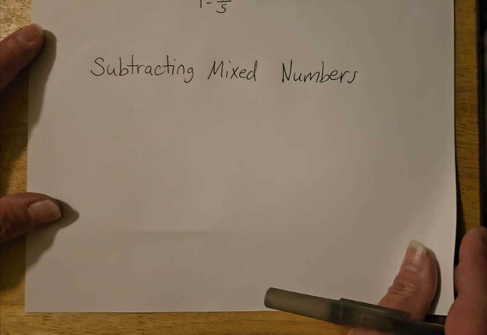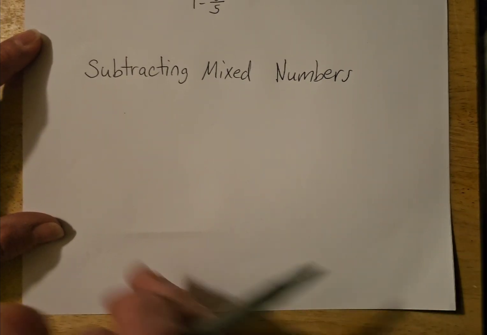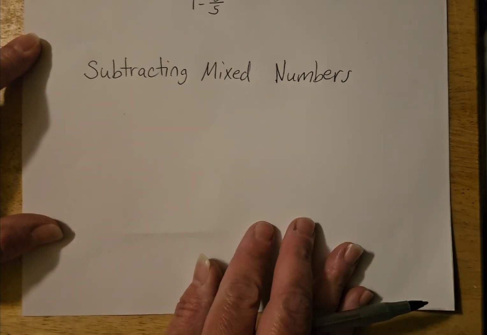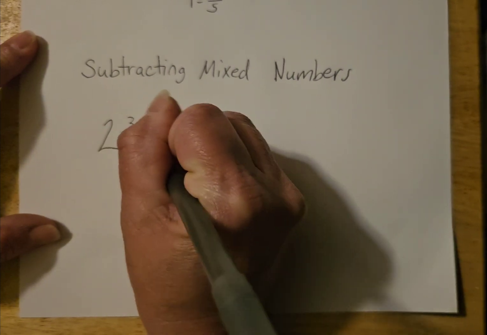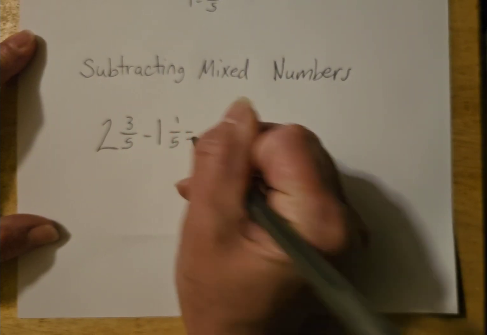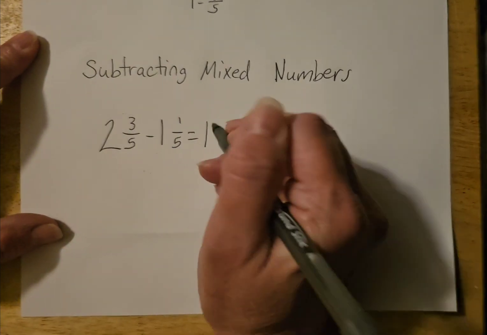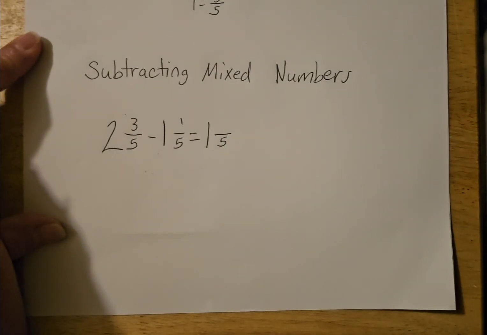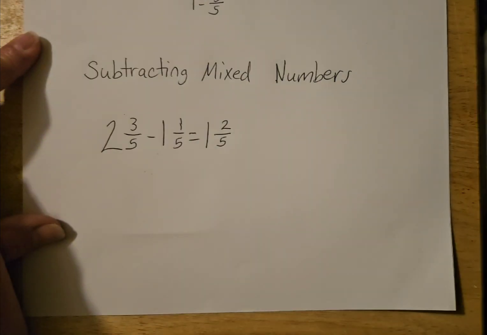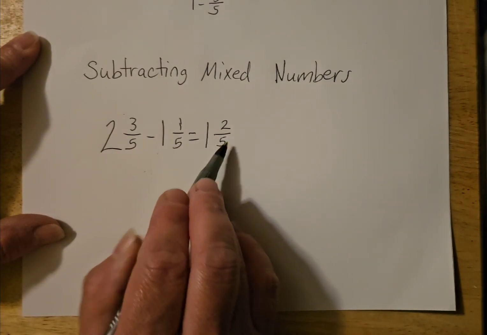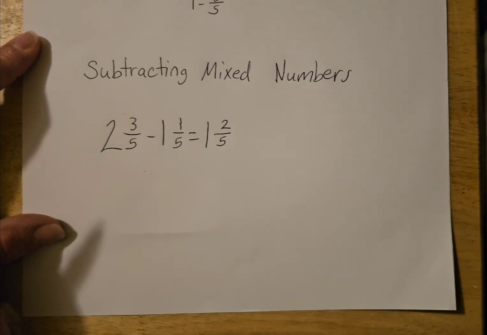With subtracting, again, you have two different ways. You can subtract without regrouping, if regrouping is not needed, and then you may have to subtract with regrouping. So without regrouping, we'll use that same example, would look like this. So subtract your whole numbers first. 2 minus 1 is 1. And then that denominator, that fifth stays the same. My numerator, 3 minus 1, is 2. So that leaves 1 and 2 fifths, which works without any regrouping because this numerator was bigger than this numerator.